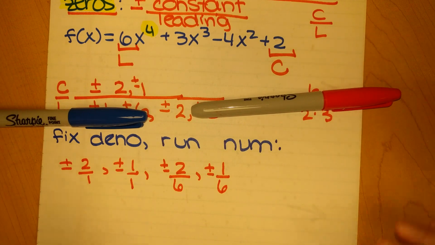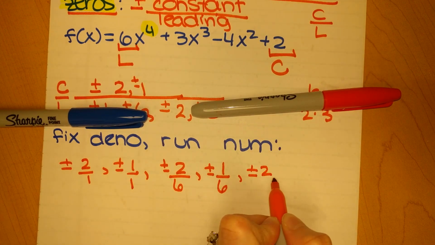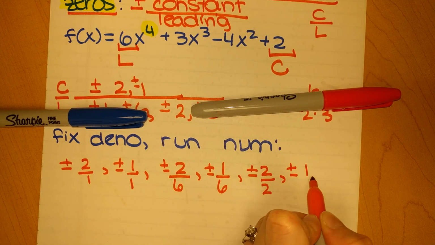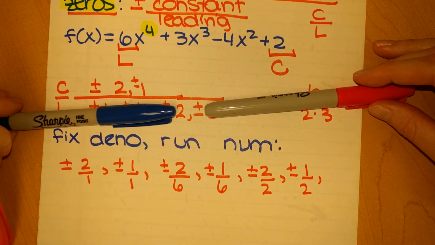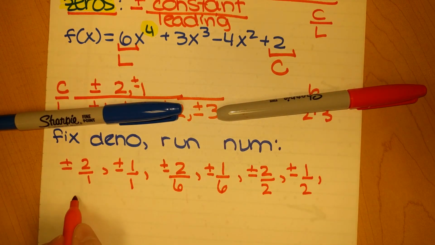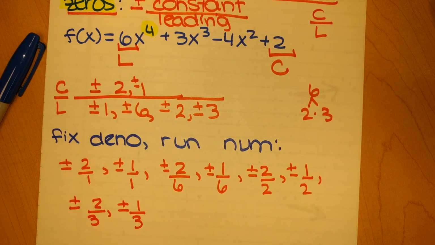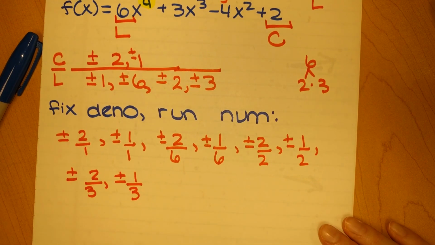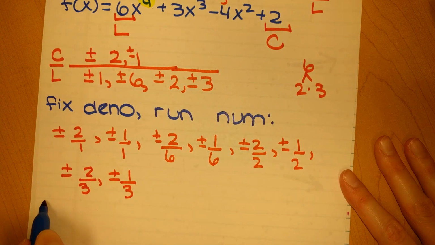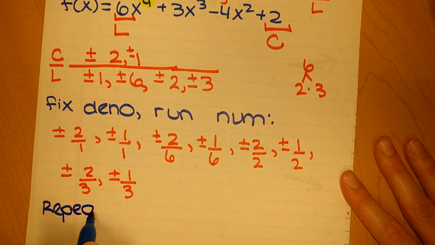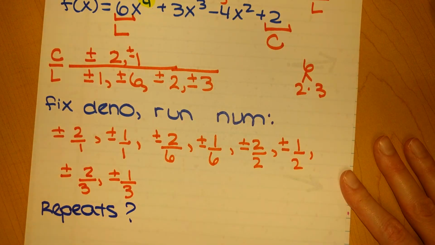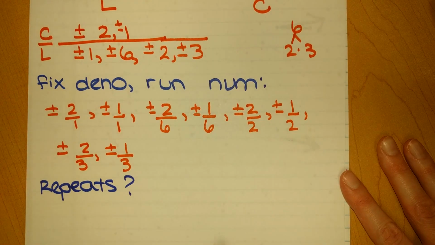Then we would fix our denominator at 2. So we'd have plus or minus 2 over 2, plus or minus 1 over 2. Then we would fix our denominator at 3. So we would have plus or minus 2 over 3, plus or minus 1 over 3. Okay? Now, once we go through this, fixing the denominator and running the numerator as 2 and 1, we sometimes will generate repeats. So we have to look at this long list of numbers and ask ourselves if anything is being repeated here.